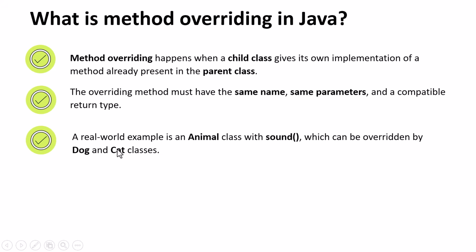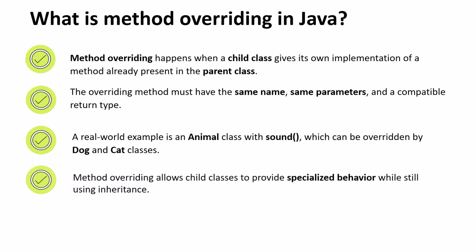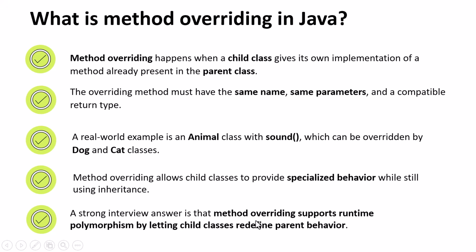The main benefit of method overriding is specialization. The parent class defines common behavior, and child classes customize that behavior according to their own requirements, which makes the design more flexible. Another important interview point is that method overriding is an example of runtime polymorphism. That means the actual method that runs is decided at runtime based on the type of the object, not just the reference type. So the best interview answer is this.